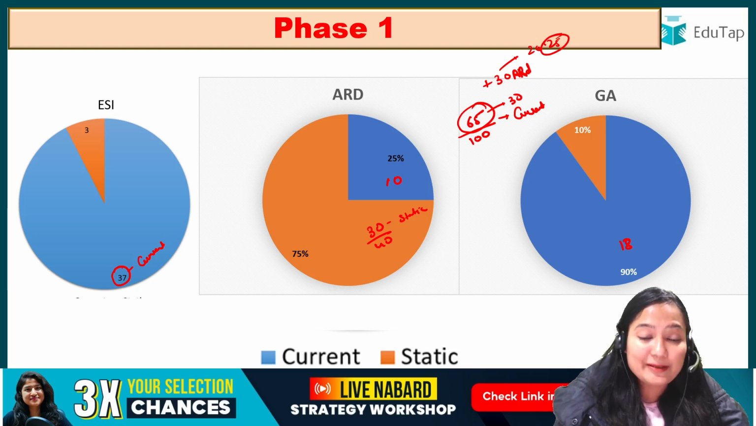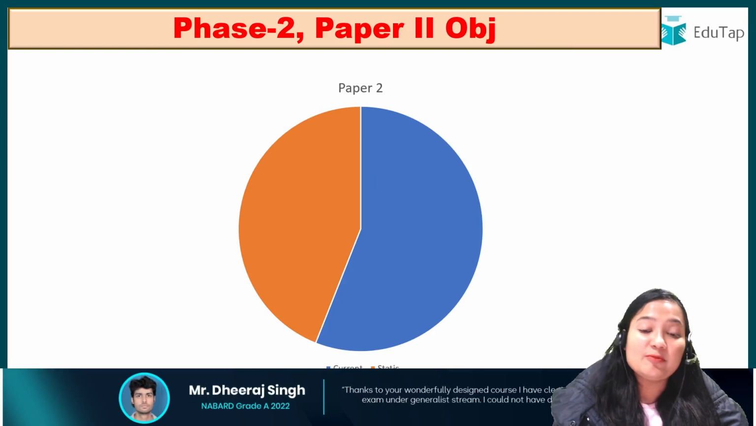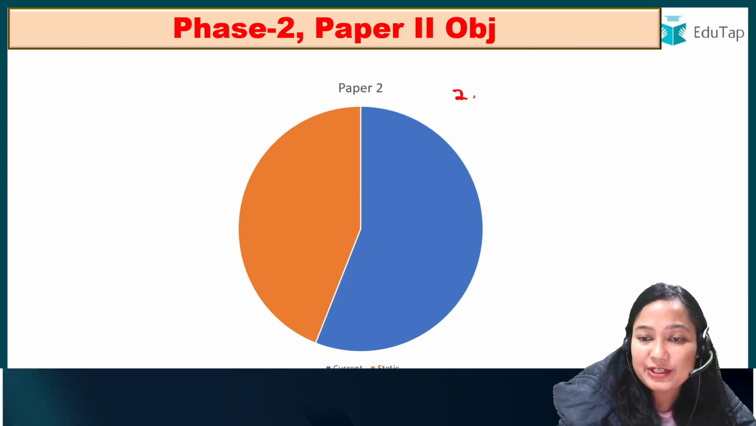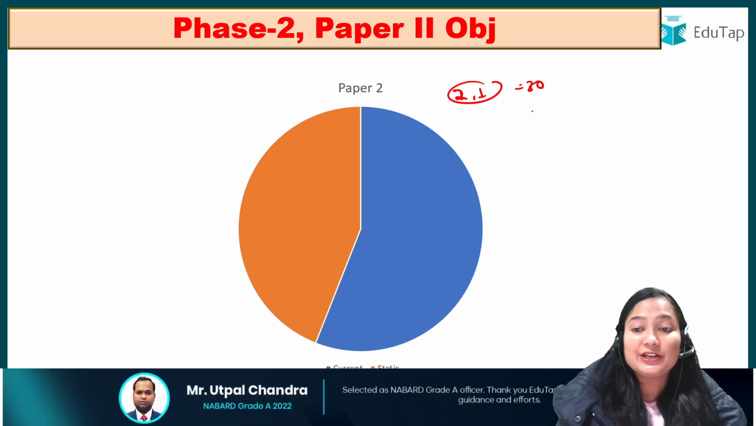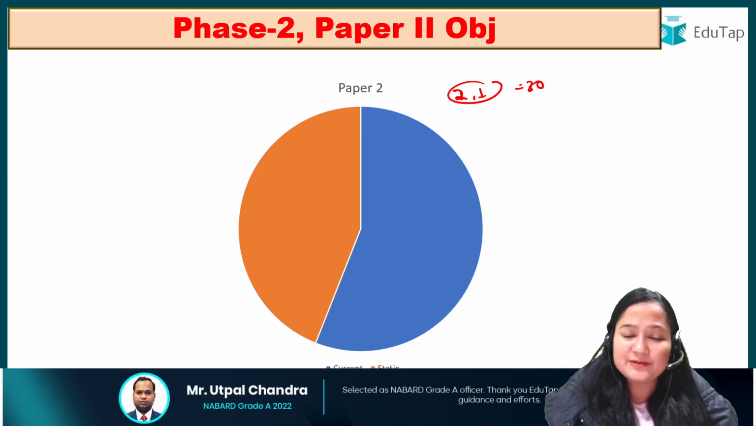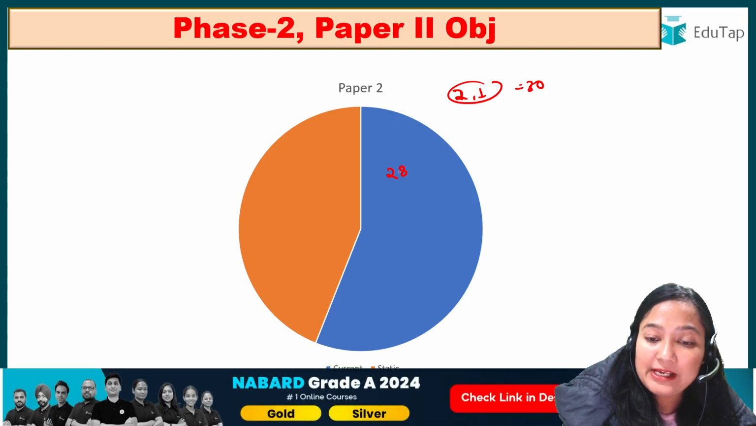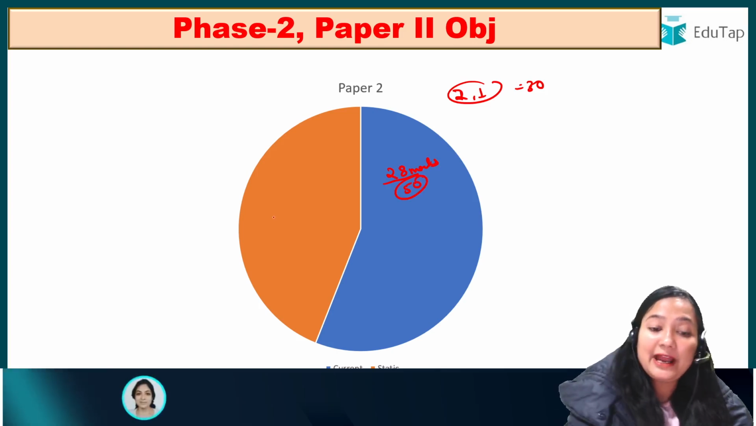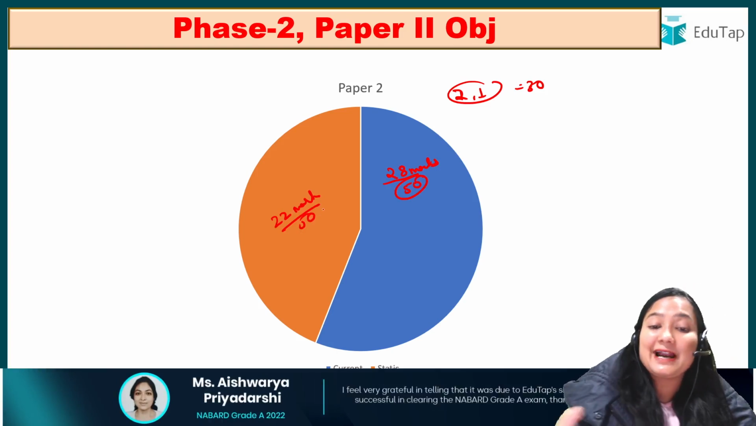Similarly, if I talk about paper 2 of phase 2, the objective section, there are 2 marker questions and 1 marker questions. So although there are 30 questions, the marks distribution can lean a little toward one subject. So we will talk in terms of marks. We have seen 28 marks out of 50 were allocated to the current part and 22 marks out of 50 were for the static part.